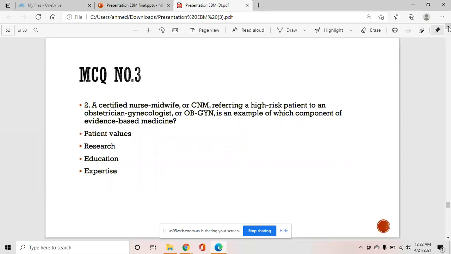A certified nurse midwife, or CNM, referring a high-risk patient to an obstetrician or gynecologist is an example of which component of evidence-based medicine? Patient value, research, education, or expertise? Expertise is the right answer.